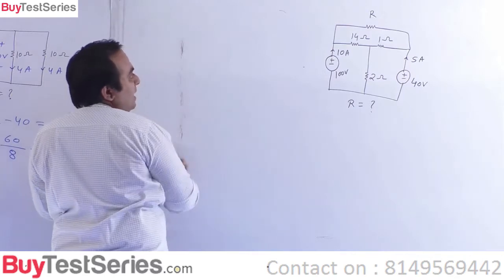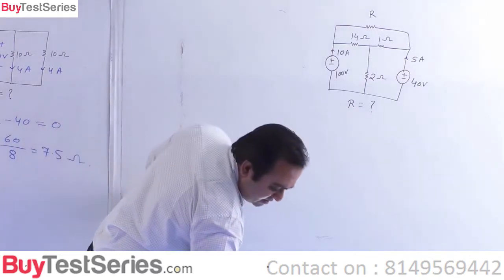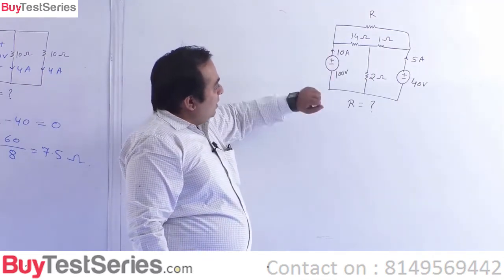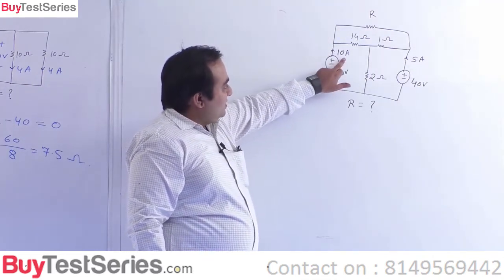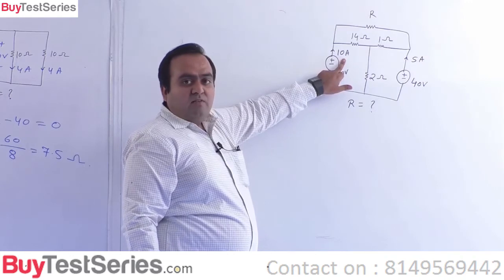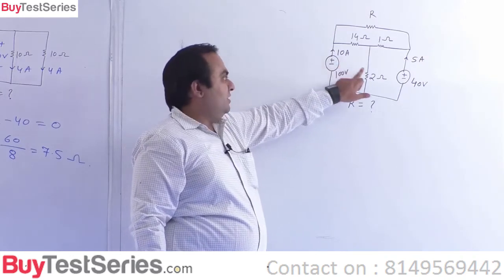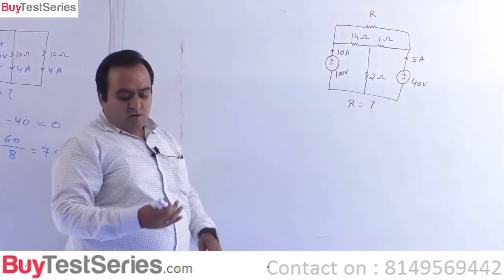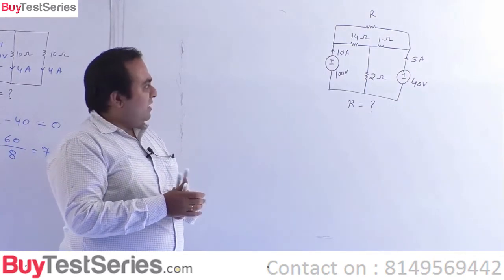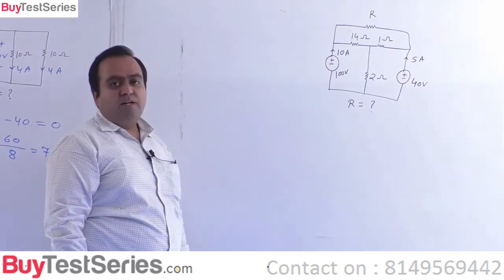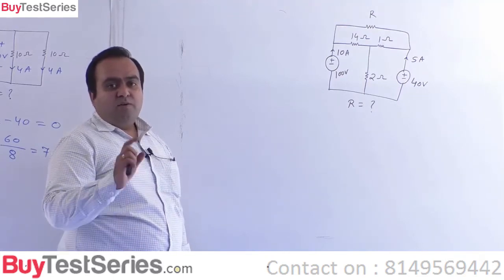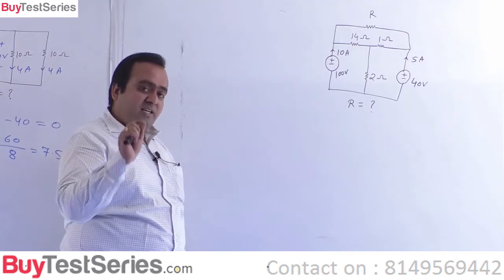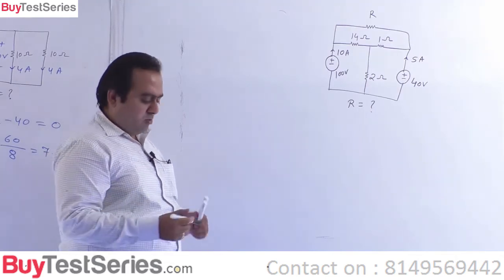See, I have to find out the unknown resistance R here. This is 10 ampere given and delivered by this voltage source, and this is 5 ampere given to me. Now, before we move on to solving this particular problem, one thing we must find out is how to write down the KCL equation at a particular given node.